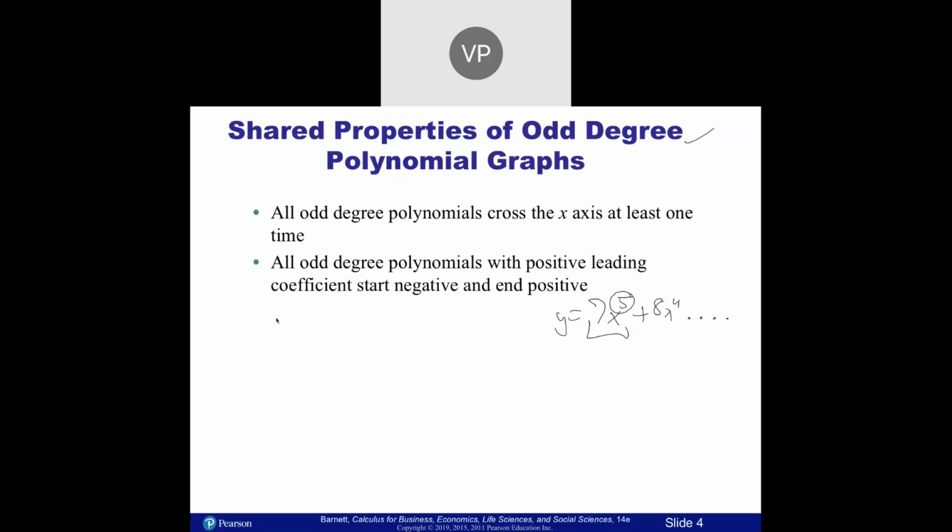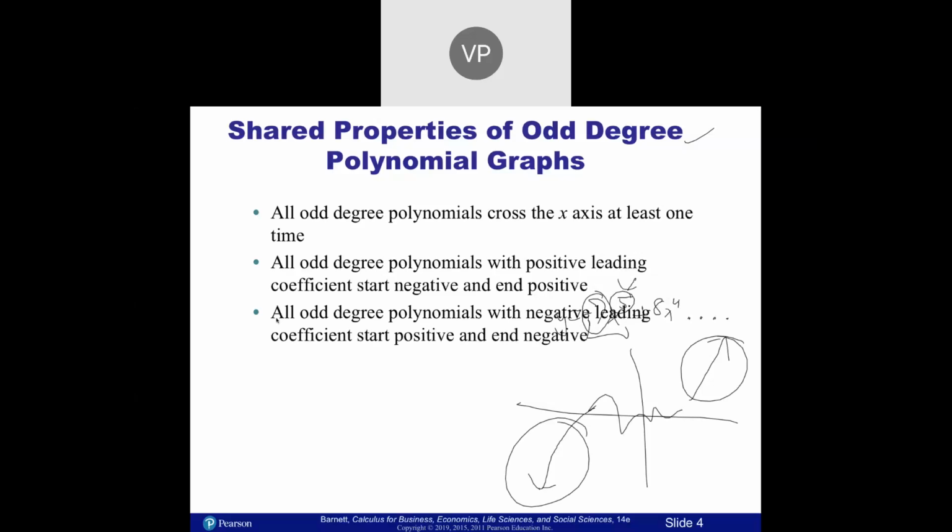If this is a positive coefficient, your graph is going to do something where it starts down here at negative infinity, and who knows what happens in the middle, but it's going to end up here. It's the start and the finish that we care about. That's what happens whenever you have an odd degree and you have a positive leading term. Okay, that's what's going to happen there.